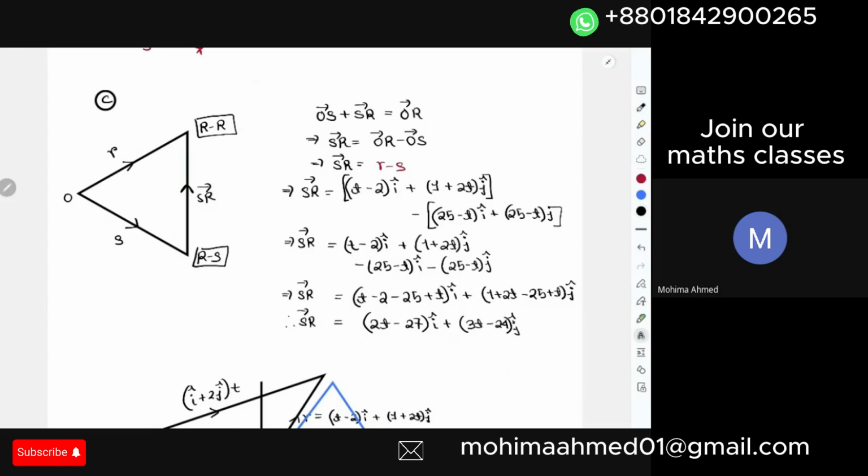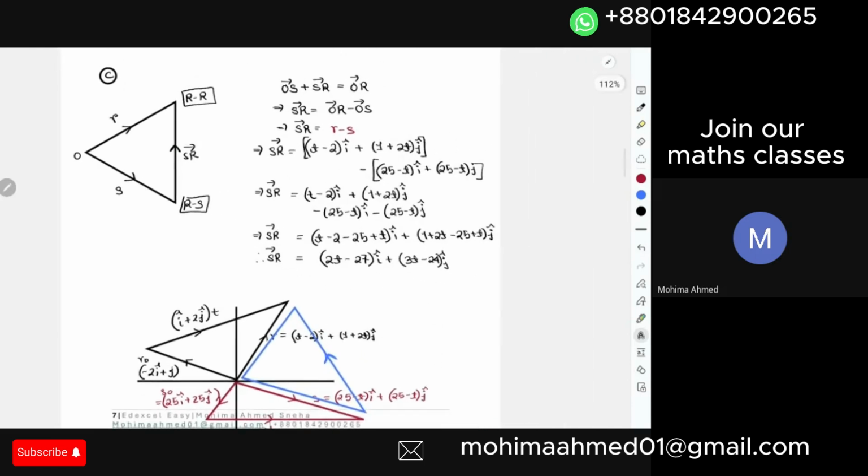Problem is that S and SR are combined together to give you R. So if I rearrange them, it's going to be R minus S. This is your R minus S. Rearrange them. Finally, you're going to end up with something like this. That will be the final vector in terms of T for SR. Any problem from this part?